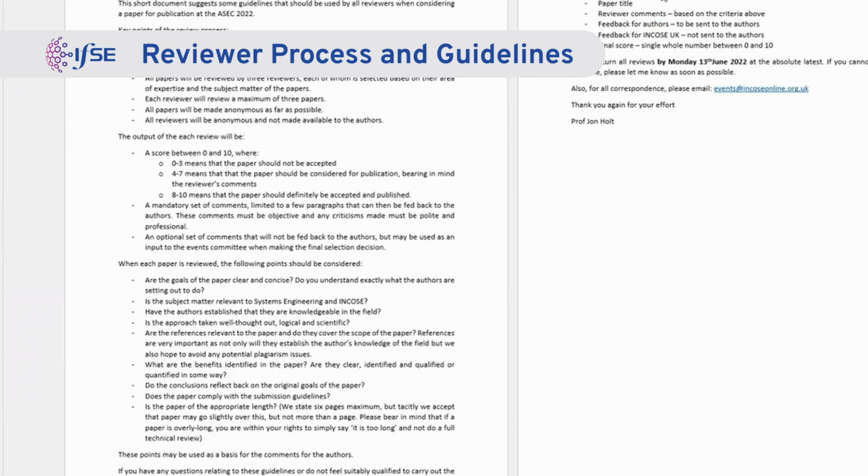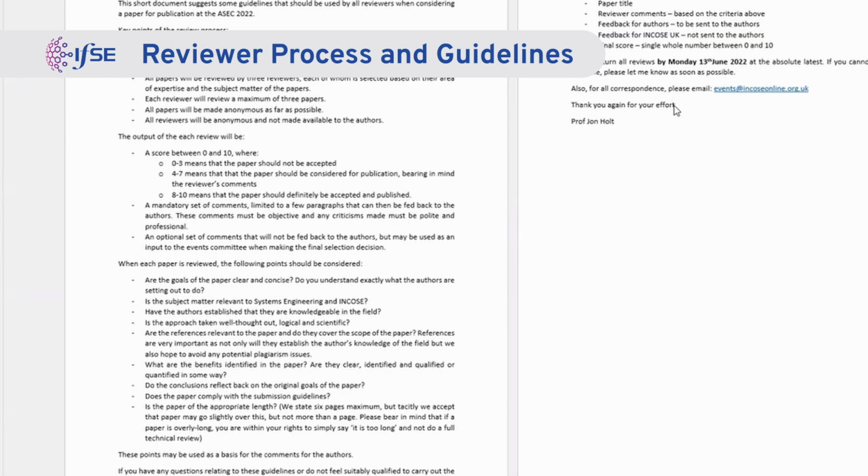Each reviewer then submits a separate Word file for each review with the paper title, the reviewer comments based on the criteria we can see here, feedback for the authors, so that's an explicit section that will be sent back to you as the authors, and then feedback for INCOSE UK. That comes back to me and potentially will be used by the event team in circumstances where we need to question a paper. If we've got 2 papers with exactly the same score that are on the borderline, then we'll look at these comments, and that will help to inform the decision.